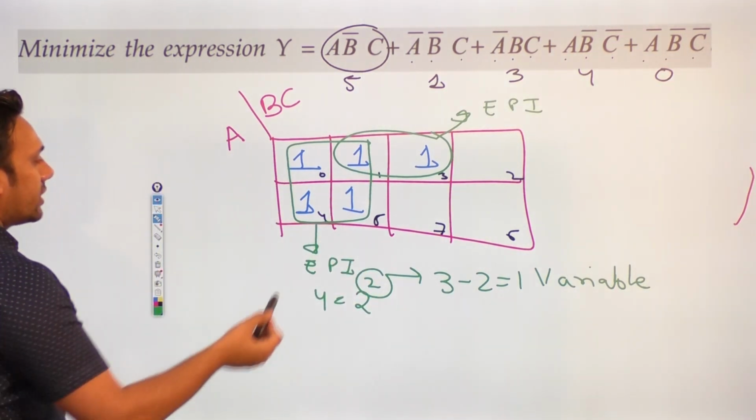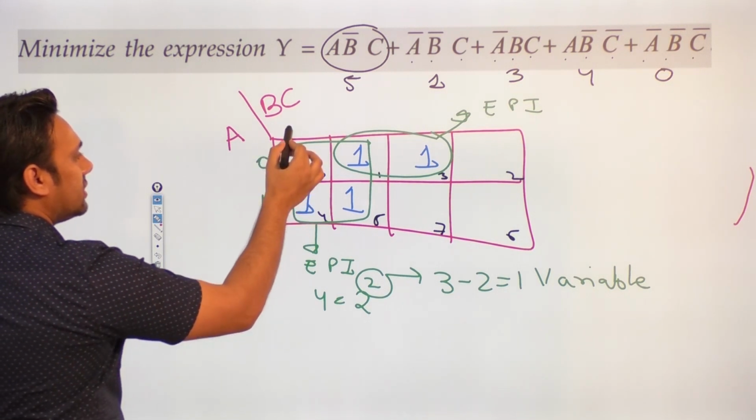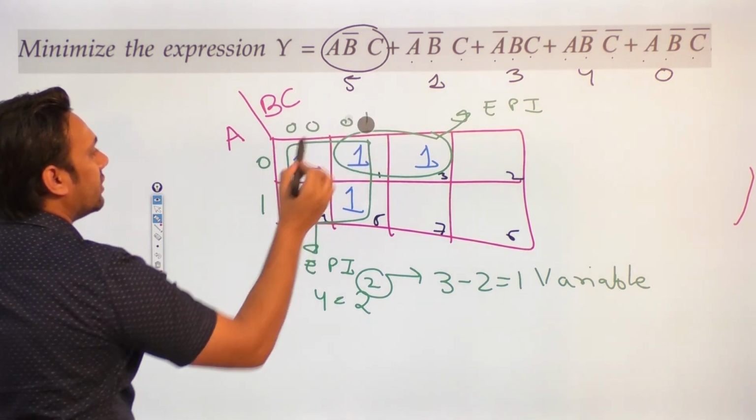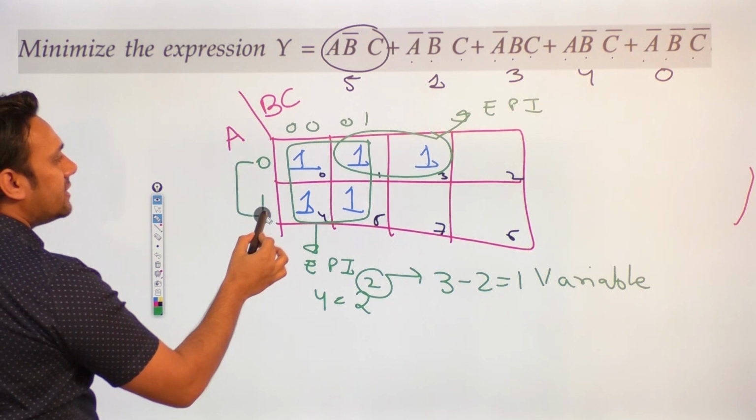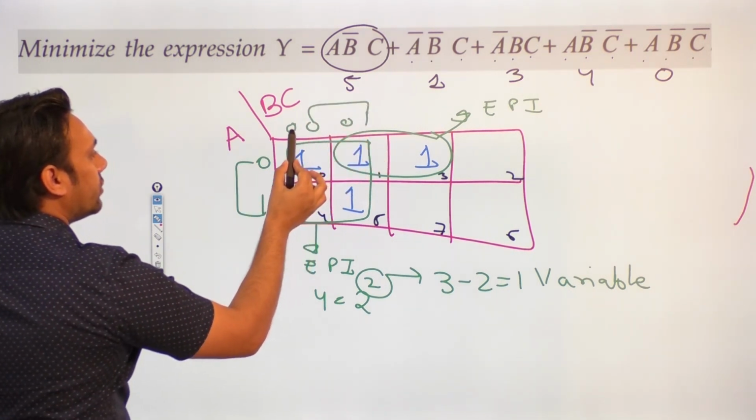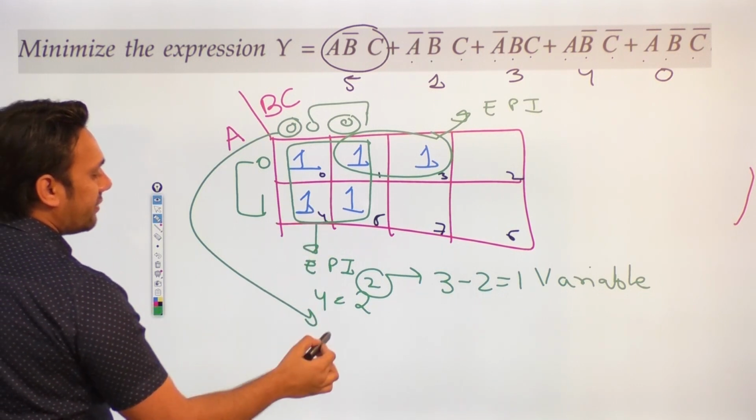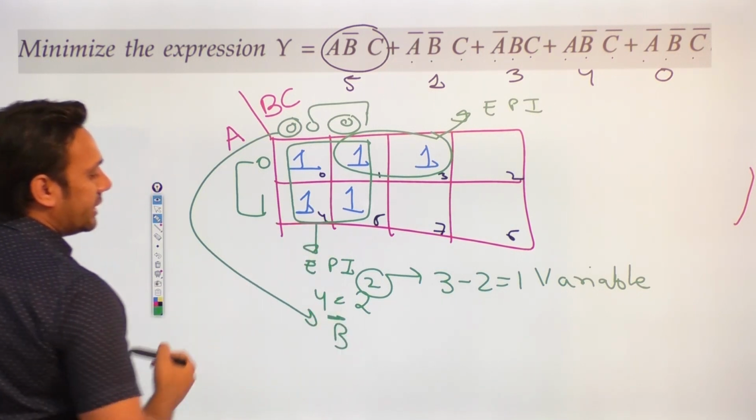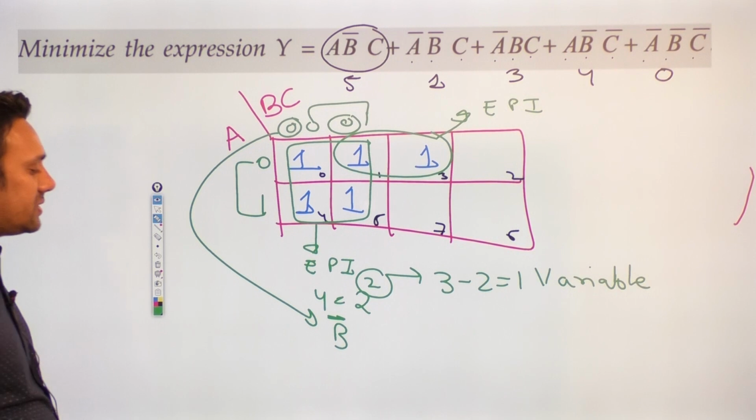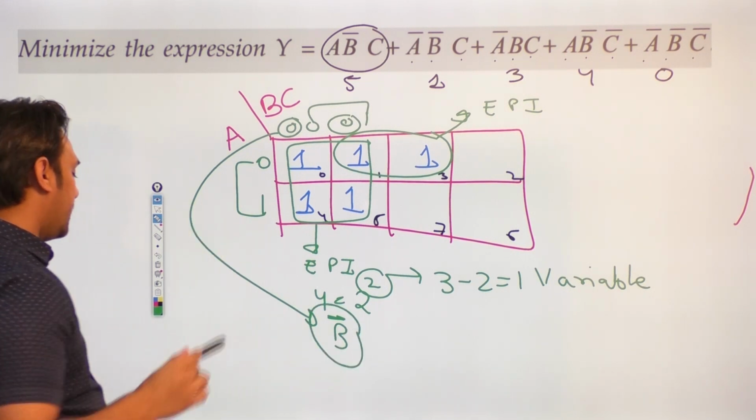So let us look at this one. 0 1, this is 0 0 and this is 0 1. So we can clearly see A is changing as well as C is changing. The only thing that is not changing is B. So from this subcube I can find B complement. This subcube is representing only B complement. That means only one variable is there.